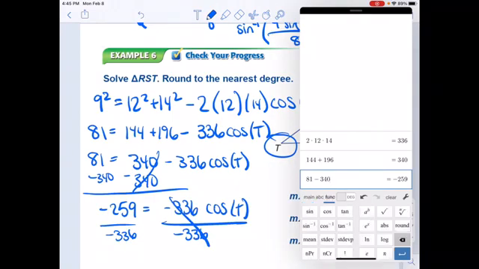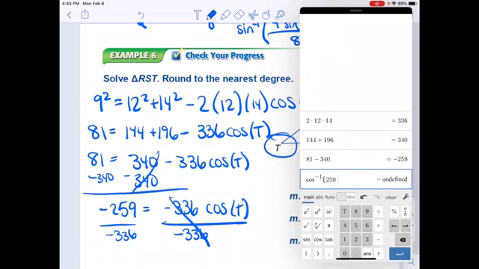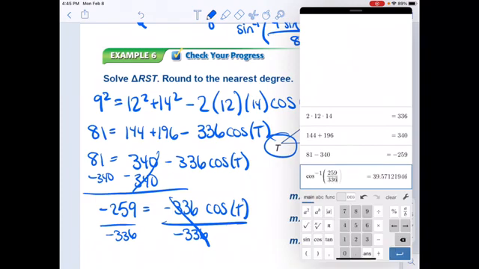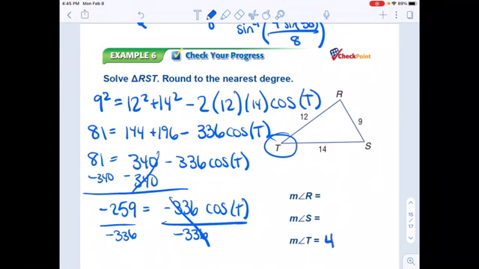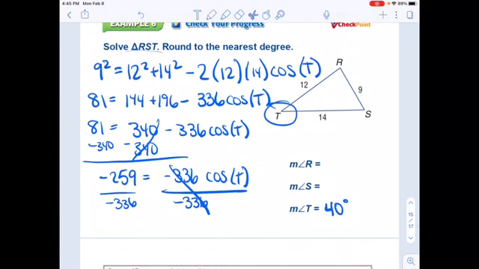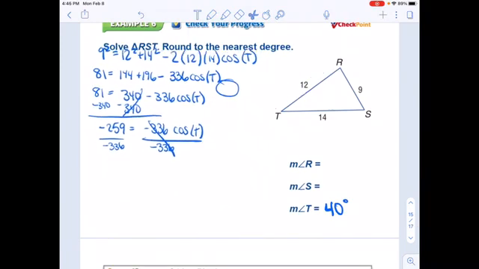So we take the inverse cosine. Whoopsie, did it again. Inverse cosine of 259 divided by 336, and we end up getting that angle T is 40 degrees when rounded. Once again, that rounding error might throw us off a little bit, but should be close to that 180 mark.